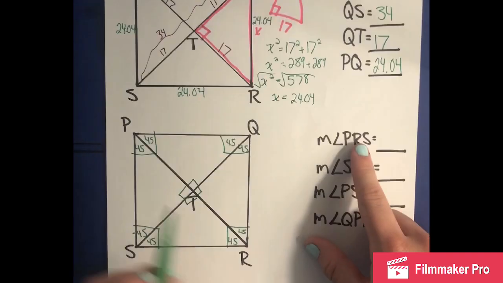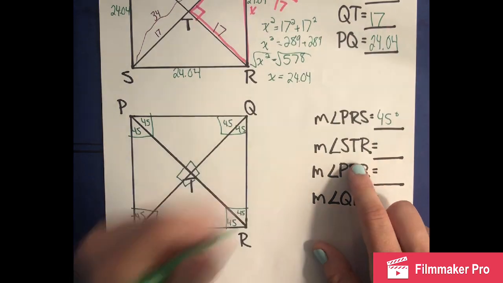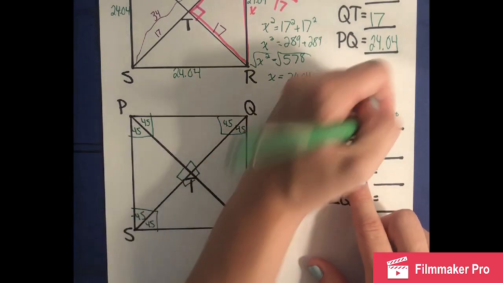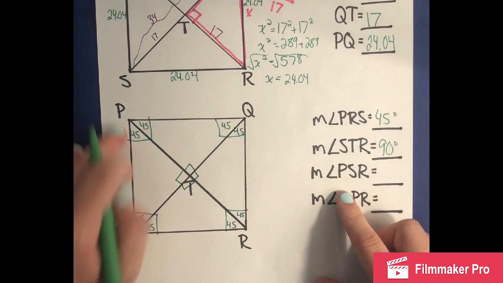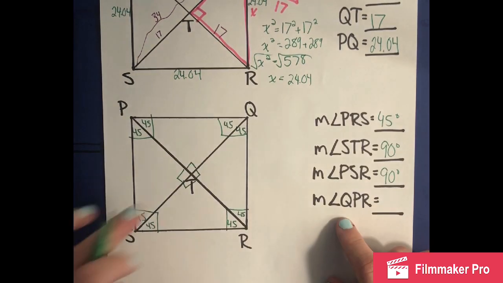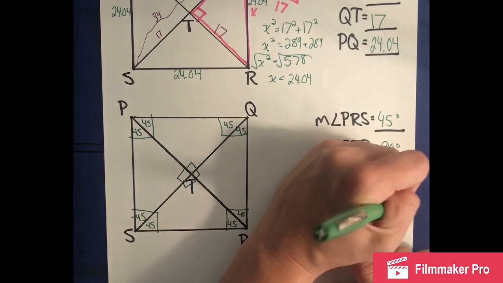Here we go. PRS is 45. STR is 90. PSR 90. QPR 45. Okay, moving on.